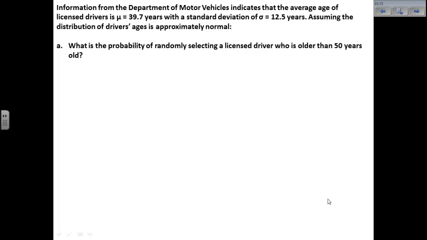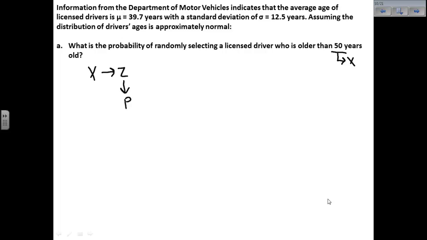So information from the Department of Motor Vehicles suggests that the average age of drivers is 39.7 with a standard deviation of 12.5. And we're going to assume that this distribution is normal. So most drivers are around 39.7 years old, and most drivers are also within 12.5 years of 39.7. So what is the probability of randomly selecting a licensed driver who's older than 50 years old? So in this example, 50 is our x value that's given to us. So we are going from x to z to p. So z is like our bridge between x values and probabilities.